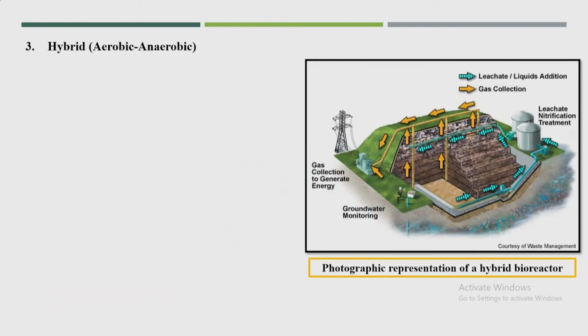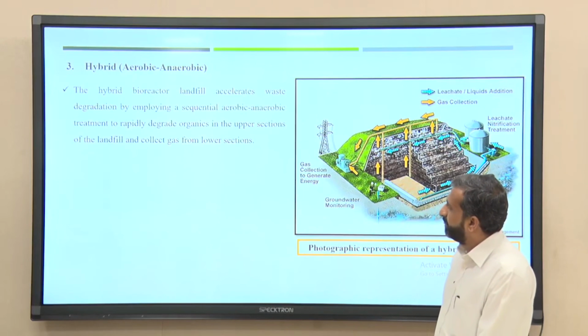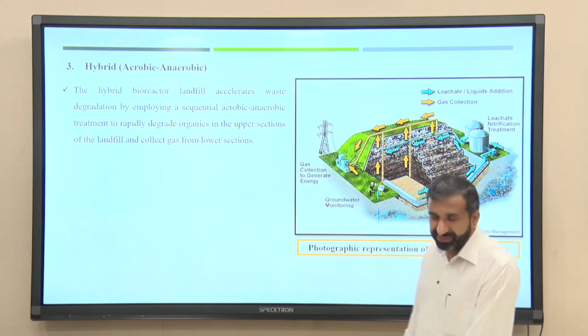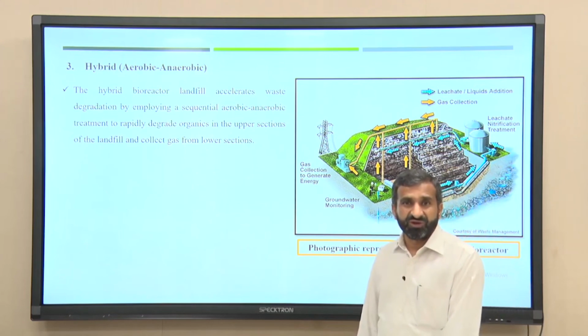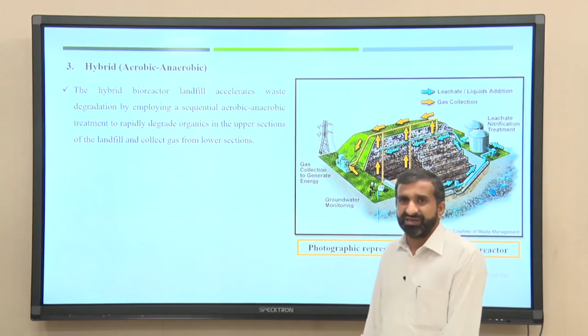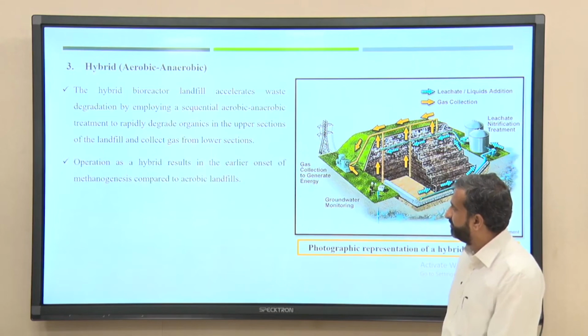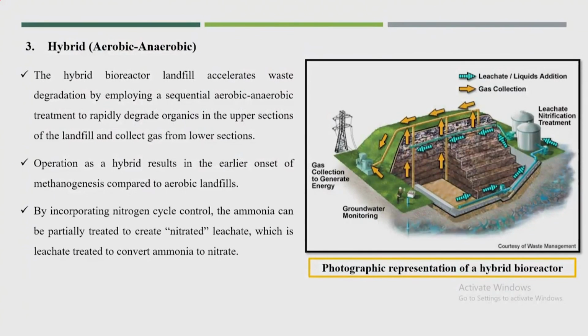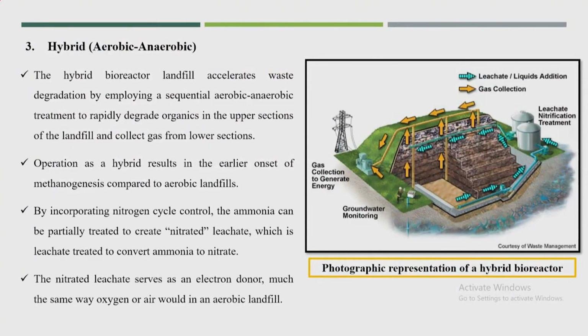And there is another type, a hybrid one. So both aerobic and anaerobic conditions could be possible. In this case, mostly the top area will be in aerobic conditions and the bottom area in anaerobic conditions, because air can be injected very easily in the top area as compared to the bottom area, and it is not costly also. So it is possible that the top area will degrade much faster compared to the anaerobic area. I think this is also one technology we can use.